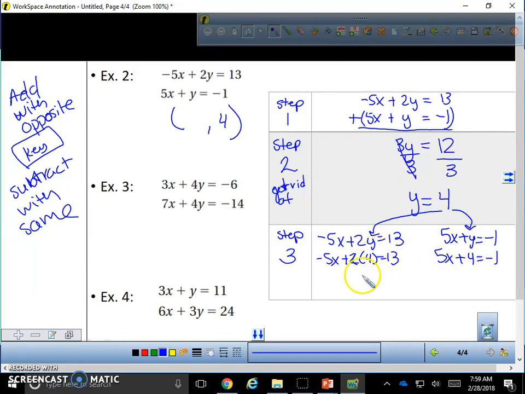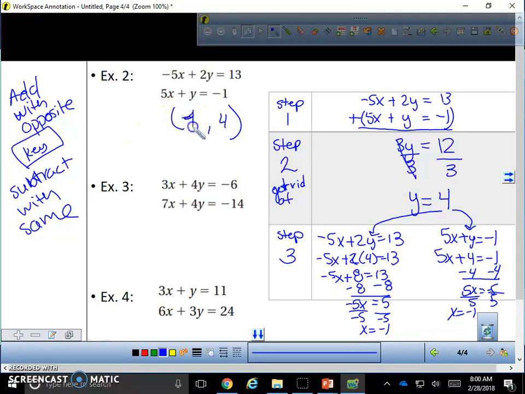Solve for x on both of these. Negative 5x plus 8 equals 13. Take away 8. 13 minus 8 is 5, so negative 5x equals 5. Divide by negative 5. X equals negative 1. Let's check to make sure we did this right. Minus 4. 5x equals negative 5. Divide by 5. X equals negative 1. Yep. Good.